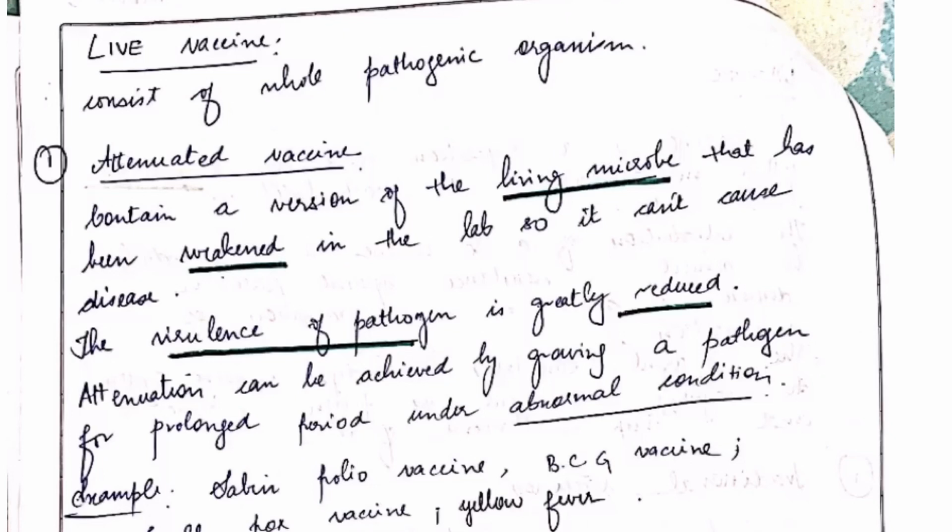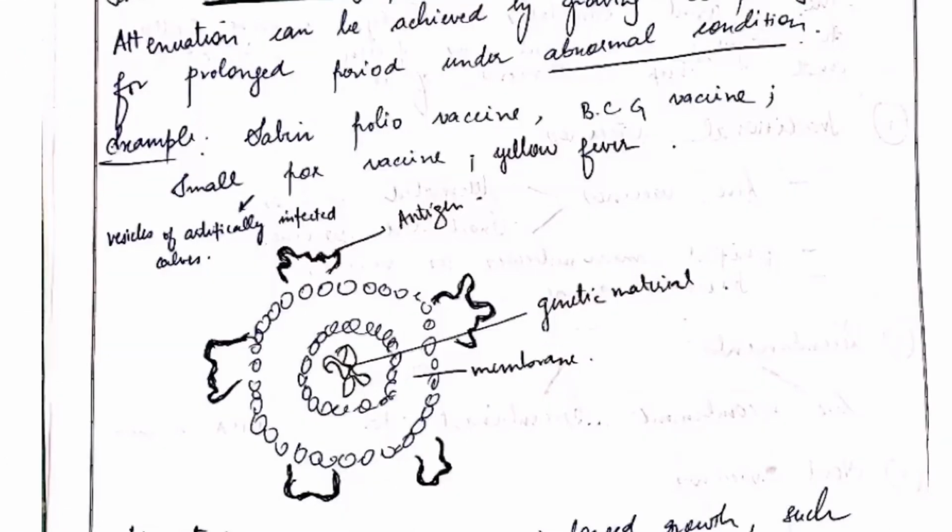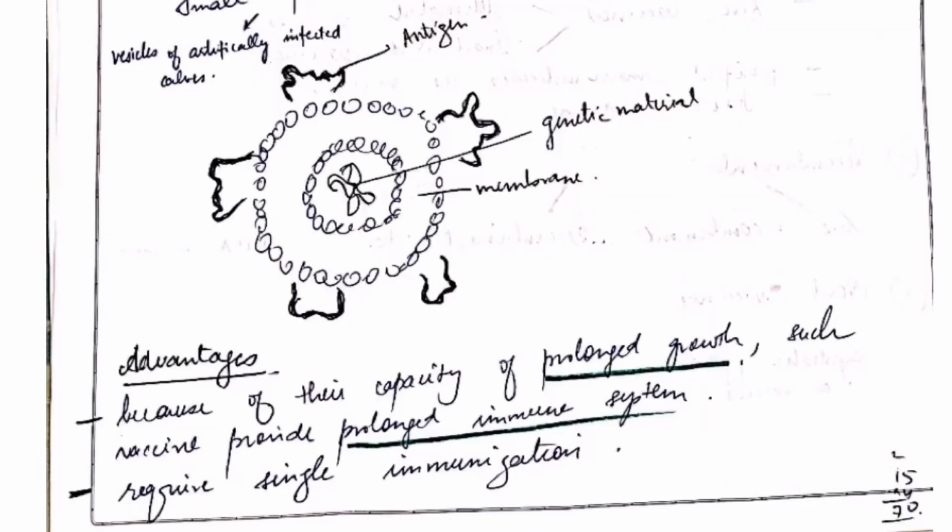First is attenuated vaccines. This type of vaccine means that they contain a version of living microbe that has been weakened in the lab so that it does not cause any further disease. They help to create a strong and a long-lasting immune response. Some common examples are of mumps, smallpox, chickenpox, or yellow fever. I have drawn the diagram which shows its structure.